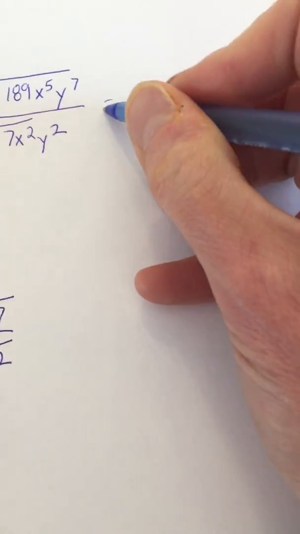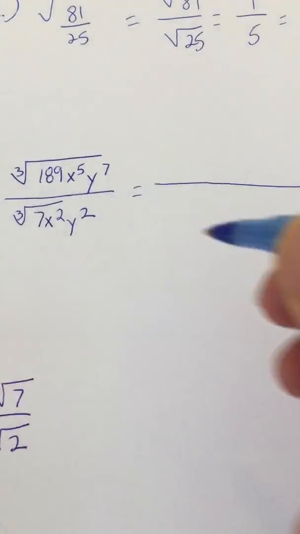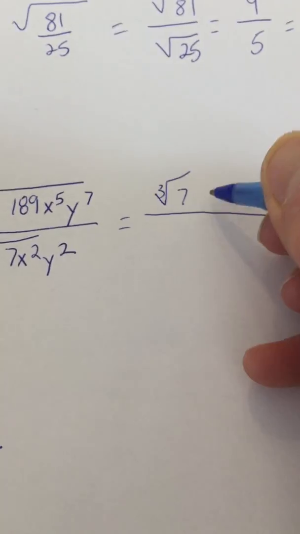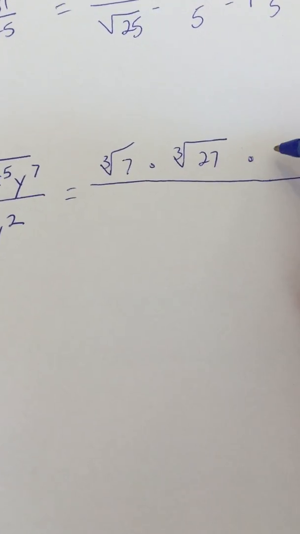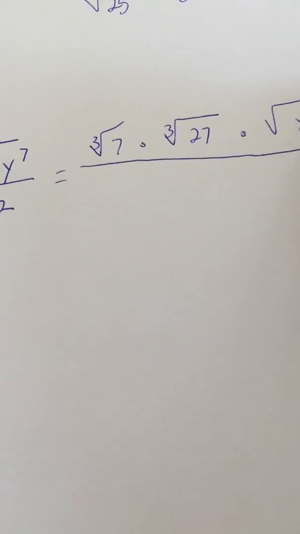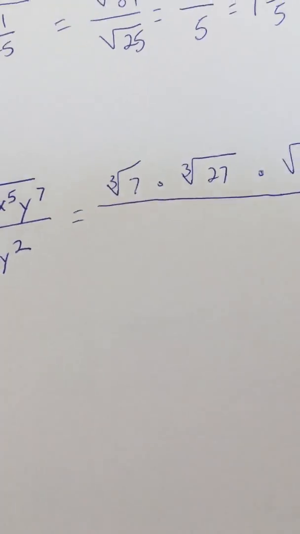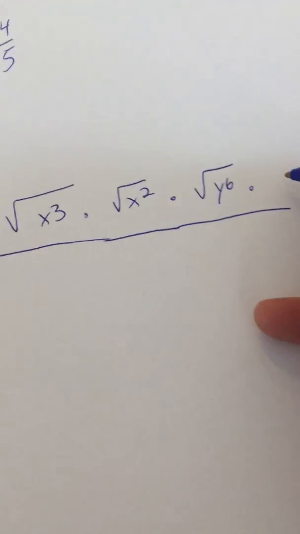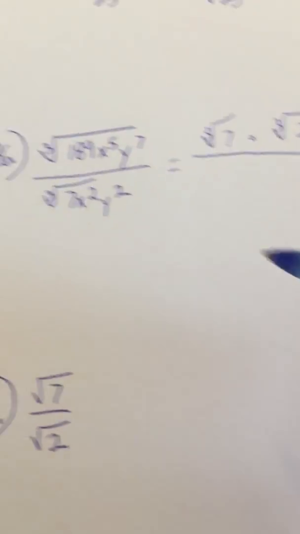The next one is about the cube roots. And so I really just dealt with the top for a while, and I divided up that 189 into the cube root of 7 times the cube root of 27. And again, I separated out that x to the 5th over here into x to the 3rd times x to the 2nd. And I divided up that y to the 7th over there into y to the 6th times y. And when I did that, I didn't even really deal with the bottom.